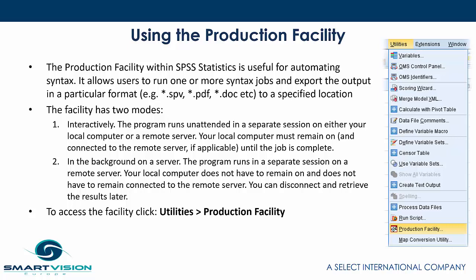If you want to access the production facility, you simply go within SPSS Statistics to Utilities, Production Facility. You'll see it here at the bottom of the Utilities menu.